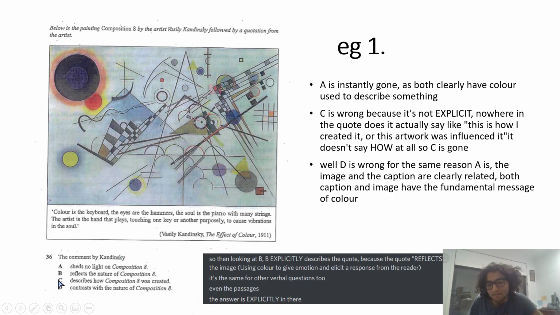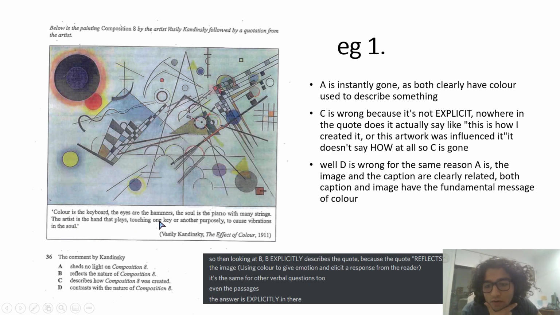So now finally let's look at B, reflects the nature of Composition 8. B explicitly describes the quote, because the quote reflects and is directly related to the nature of the image. And the nature of the image was to use color to give emotion and elicit a response from the viewer. So we look at this painting and the first thing we see is a color. So that's actually us. We have had our responses elicited. We have done what Vasily Kandinsky was saying, right? So that's exactly an explicit link.